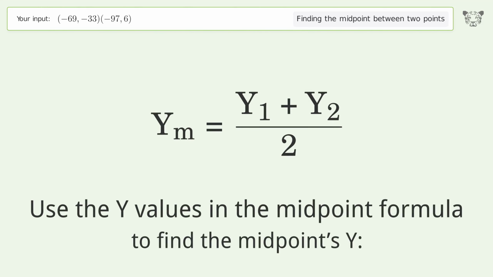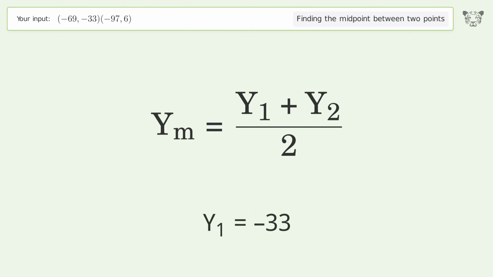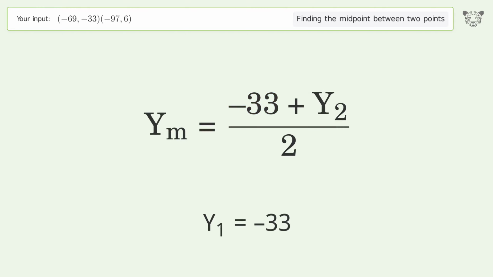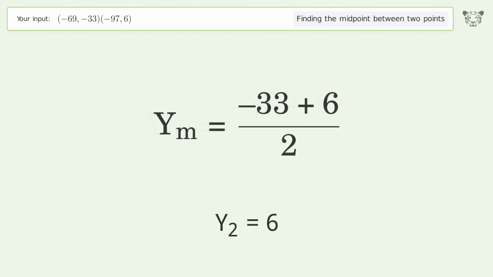Use the y values in the midpoint formula to find the midpoint's y. y1 equals -33. y2 equals 6. Simplify the arithmetic.